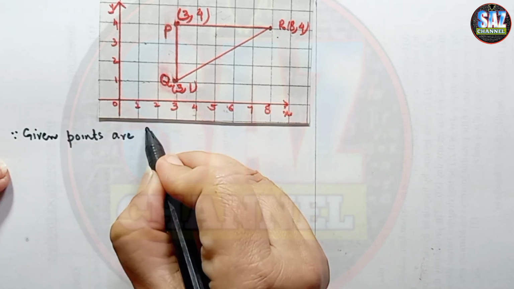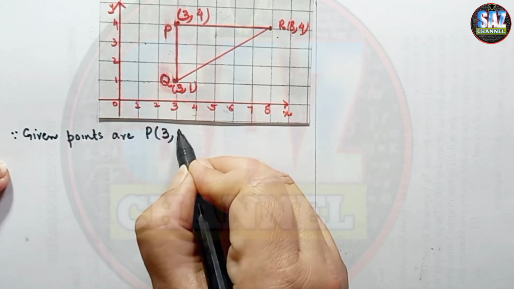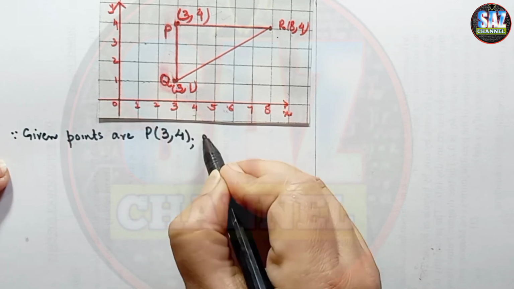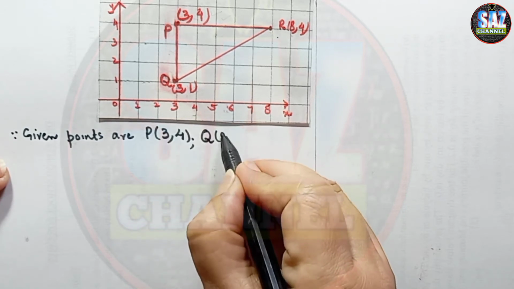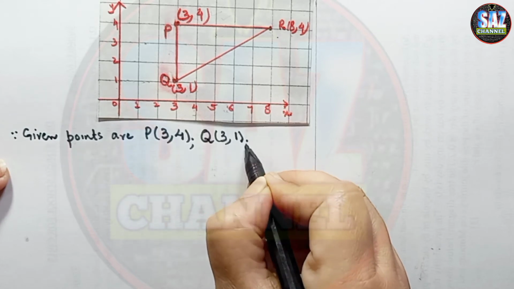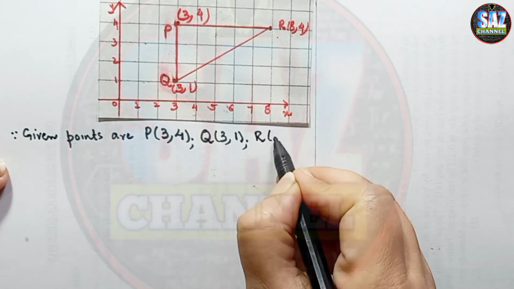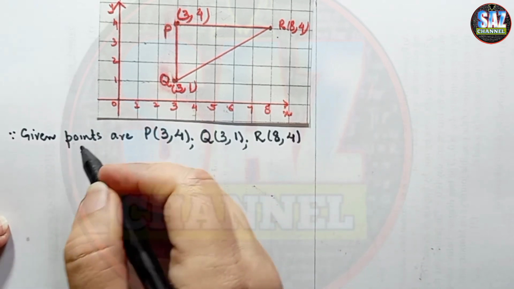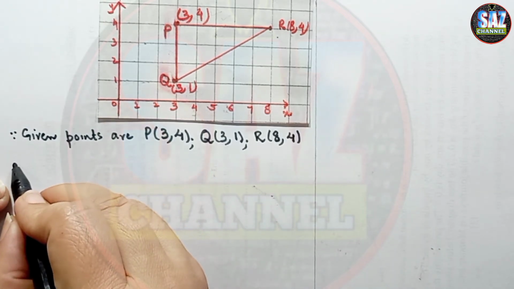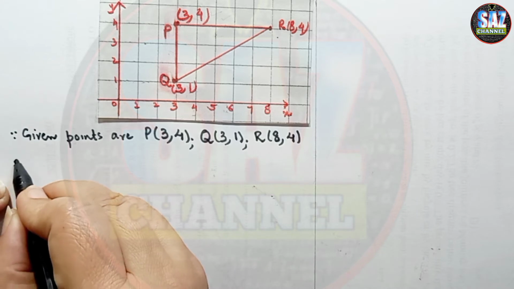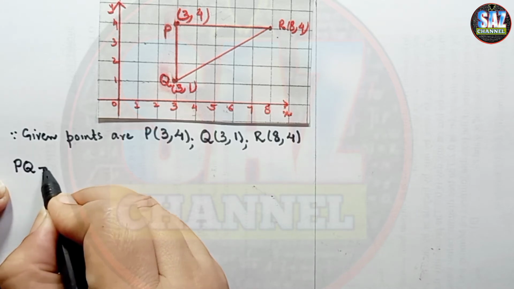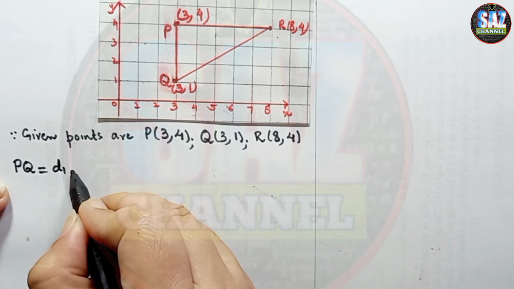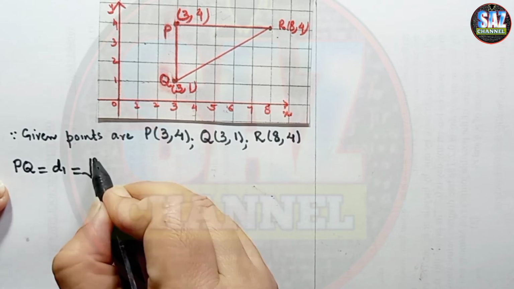P is (3,4), Q is (3,1), and R is (8,4). Let's quickly find all three distances. Let the P to Q distance equal D1, and I have to apply the formula as well.